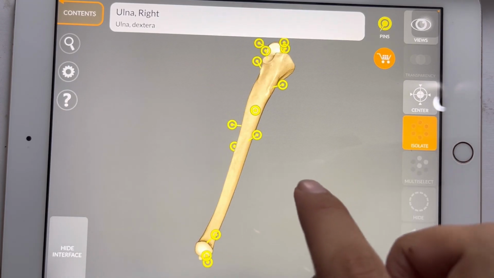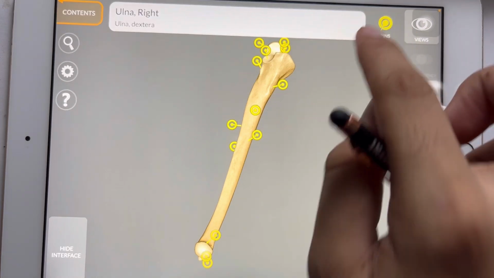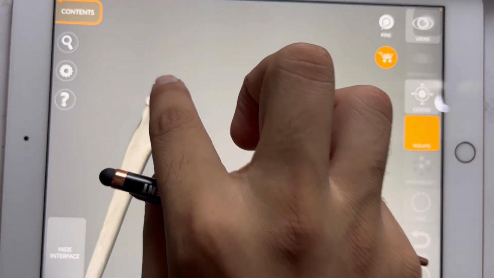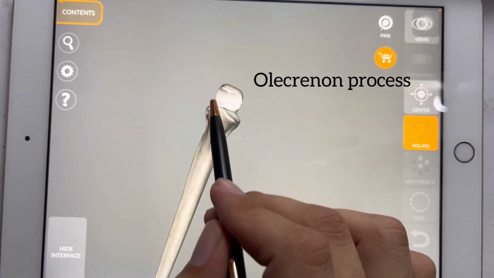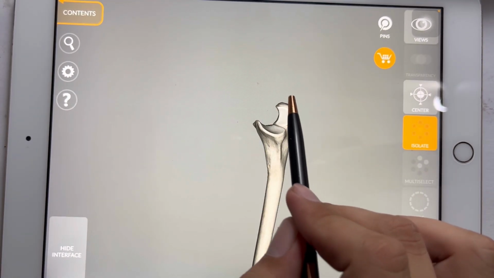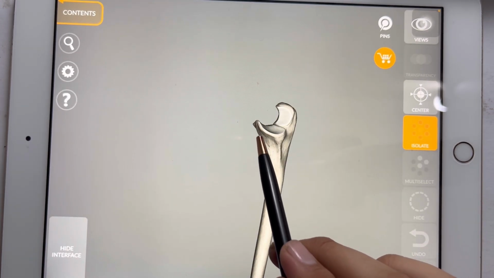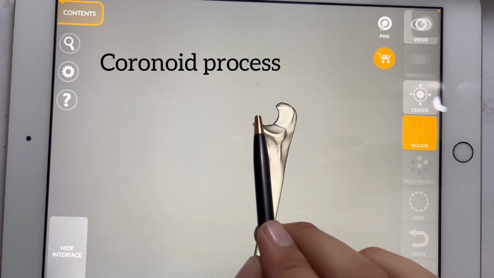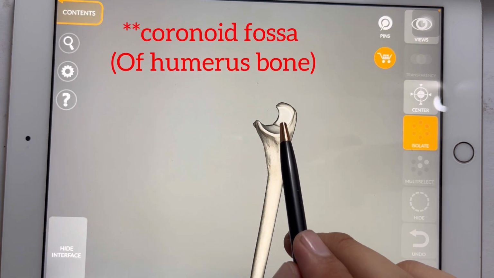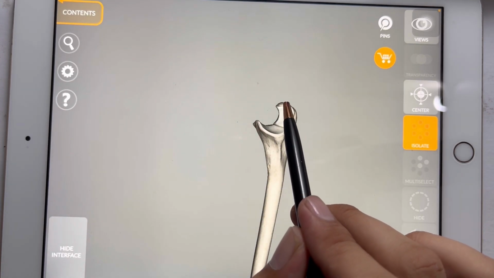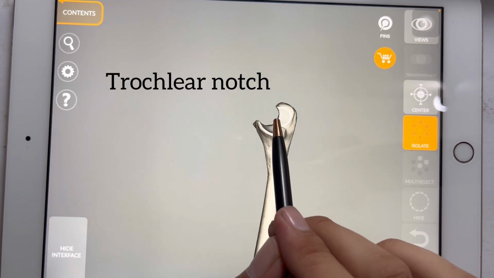Now student, moving toward the ulnar bone. Student, the ulnar bone has at the proximal extremities the olecranon process. This is called the olecranon process. This process forms articulation with the olecranon fossa of the humerus bone. While this process here is called the coronoid process, and here it articulates, fixed into the olecranon fossa, while the notch which is formed by the olecranon process and the coronoid process is called the trochlear notch.